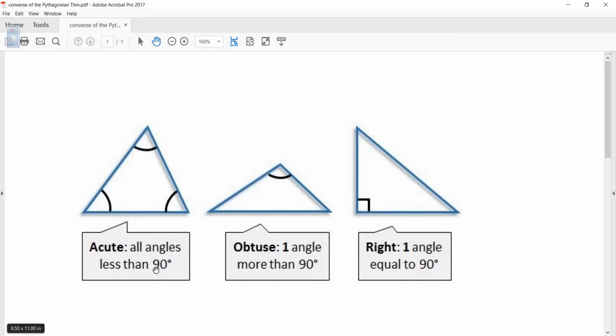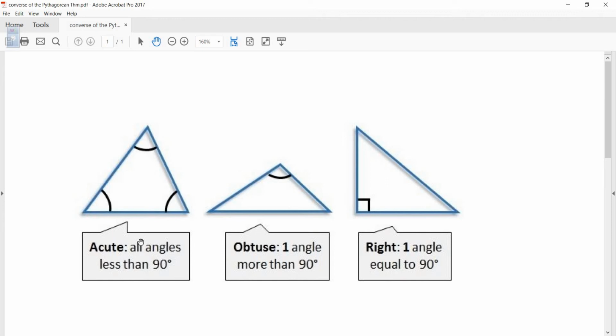An acute triangle is a triangle where all the angles are less than 90, or acute. An obtuse triangle is where one of the angles is more than 90, or obtuse, and the other two would be acute. And finally, a right triangle, the type of triangle that we are focusing on right now, is a triangle that has one right angle.